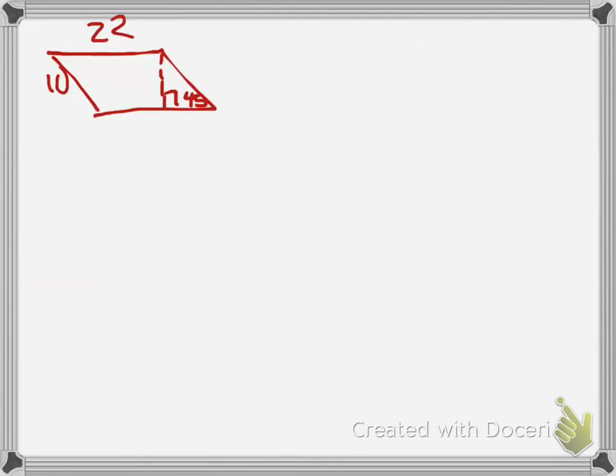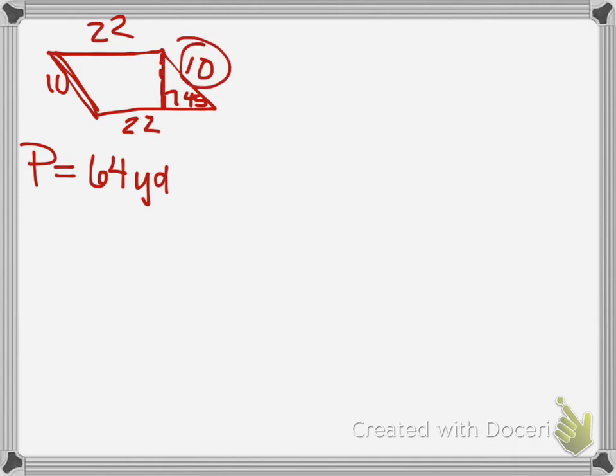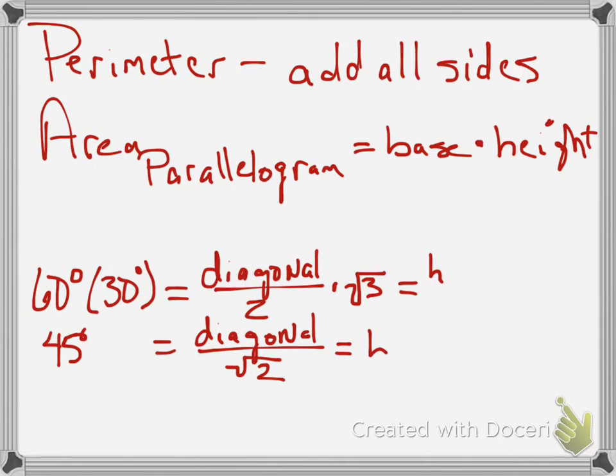So, for example, if you look on your paper, you've got something like this that says 22, 10, and 45 degrees. So this 10 is the diagonal. Now, again, to find the perimeter, all you've got to do is add up all the sides. So if you add up 22 plus 22 plus 10 plus 10, you end up with 44, 54, 64. So this would be 64 yards. But I need to find this height right here, and to do that, here's my diagonal. Since this one's a 45, I'm using the 45 one.